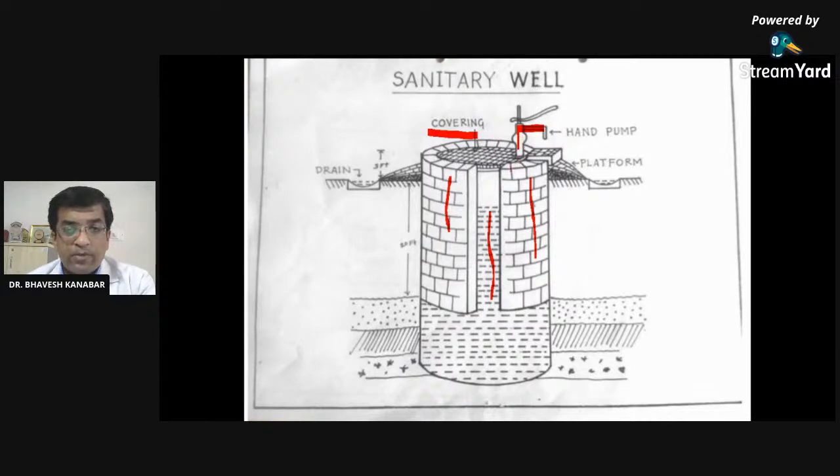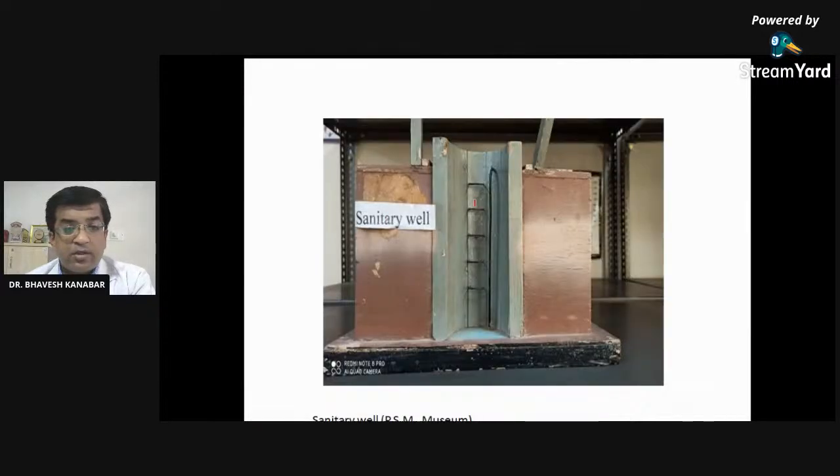So apart from this, there is a parapet, the upper part of this lining, and this well is also covered with a platform. Here the platform is there, and you can see in this photograph that the platform is in a slope direction. It is a downward slope, so whatever water is there over the platform can be drained easily. This is one of the models. This model is there in the PSM museum, and this photograph is kept.